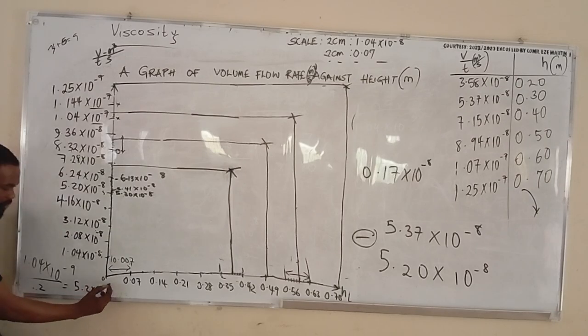Times 10 raised to minus. Please check. Is it 5.2 you have? Yes, times 10 raised to power. Is it minus 8 or minus 9? Minus 10. What if you see 0.50? It's minus 9. Then you know the shift from like please.